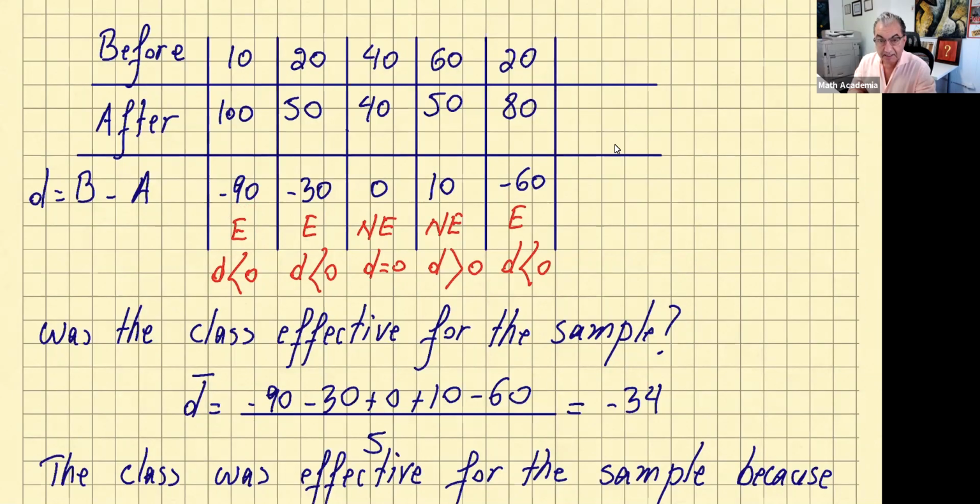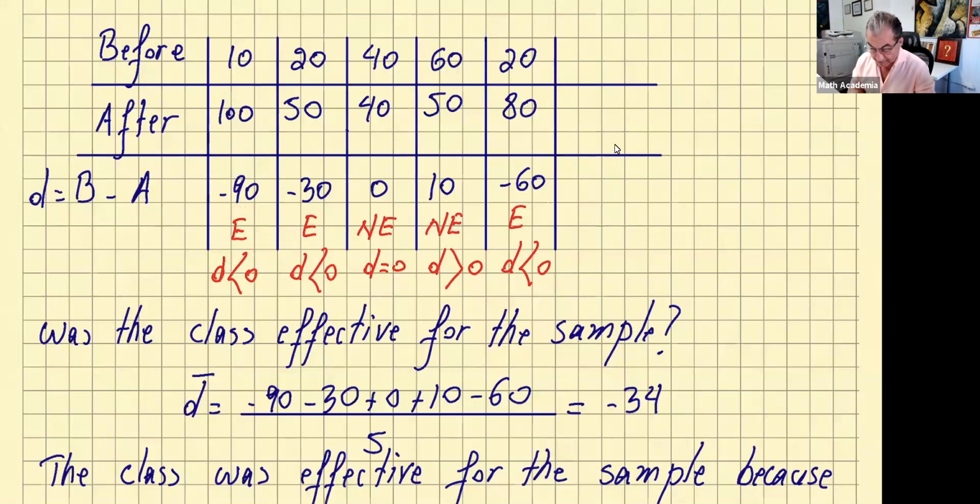Look at it this way. It's effective, so just look at the difference, because in this situation, to be effective, the difference has to be less than 0. Was the class effective for the sample?